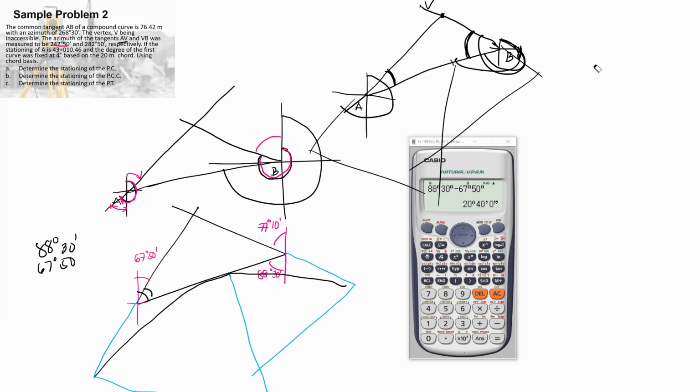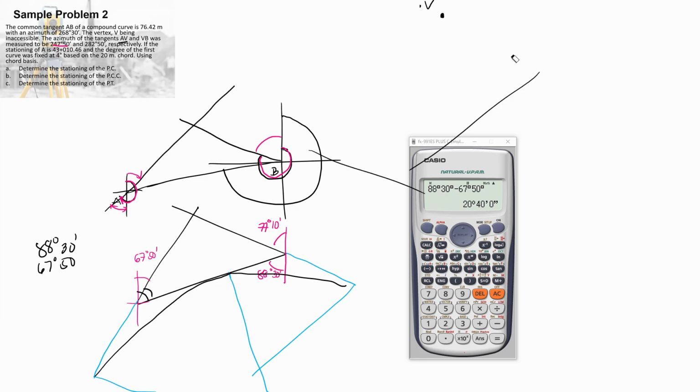Malinaw ba? Kapag nalilito kayo doon sa ganun, i-breakdown nyo doon sa kung saan nyo siya alam. Tandaan nyo lang yung concept ng azimuth, and yung kung ano yung magiging itsura nung triangle or nung shapes natin. Okay ba doon? Okay. Sige. Any other questions?